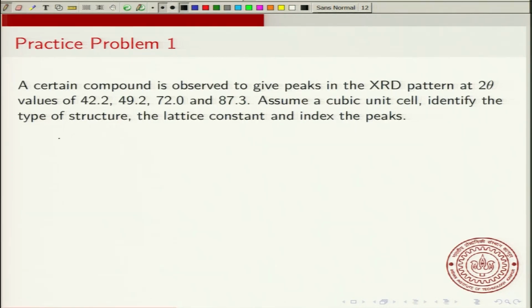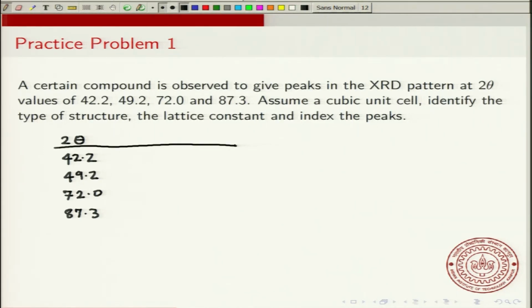So we have 2 theta values of 42.2, 49.2, 72.0, 87.3. And what we will do is calculate their corresponding theta values. The corresponding theta values are just half of these: 21.1, 24.6, 36.0, 43.65.